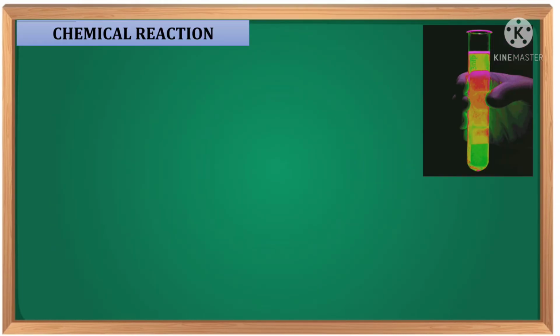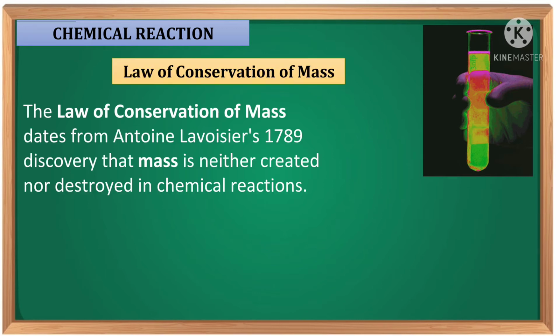During a chemical reaction, the mass of the reactants is equal to the mass of the products. This means that the atoms are rearranged, but they are neither created nor destroyed. And this idea can be explained with the law of conservation of mass. What is the law of conservation of mass?